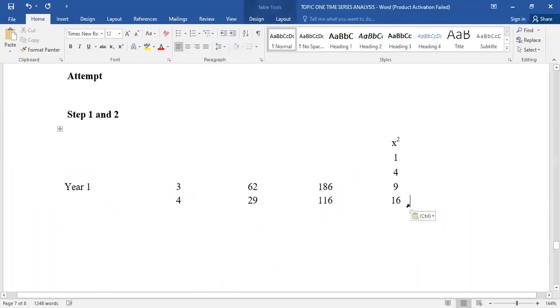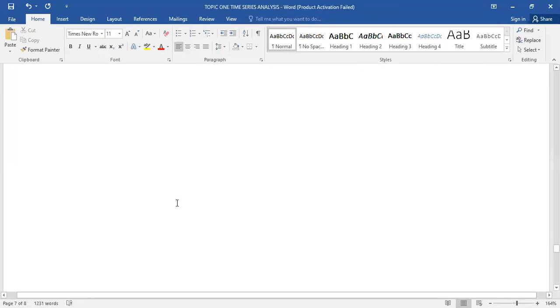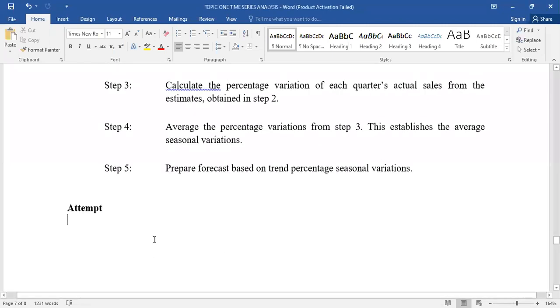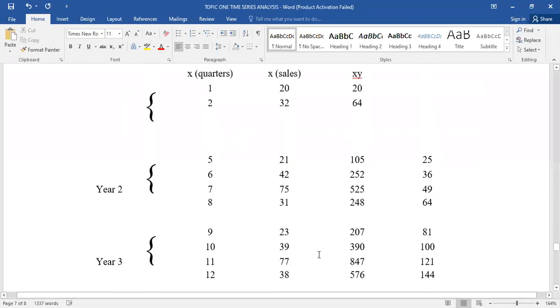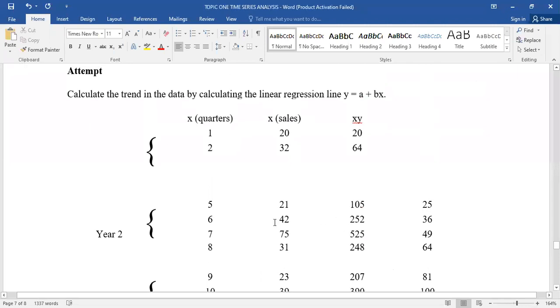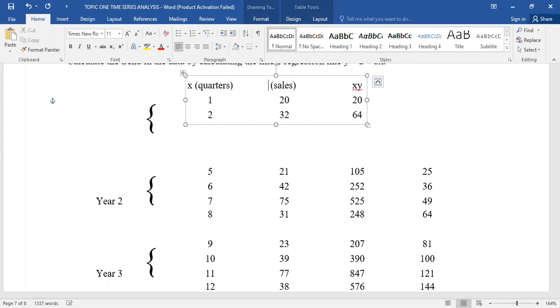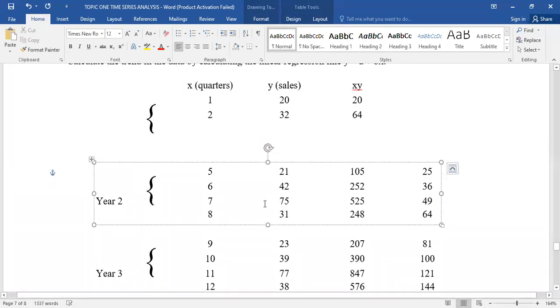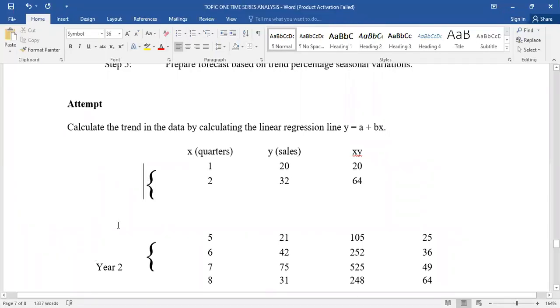Allow me to try to pick this data. So this will be my, this is not X, this should be Y. Are we able to see? So this will be my year one. Then, are we able to see the data?